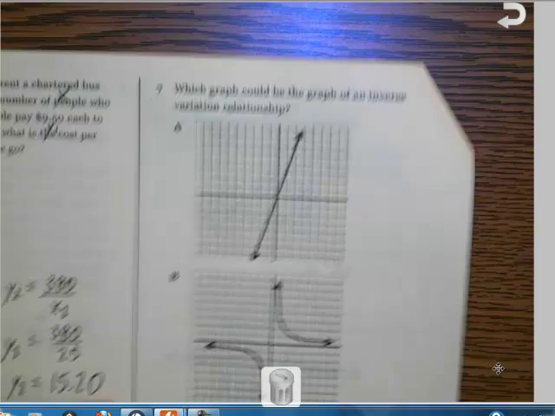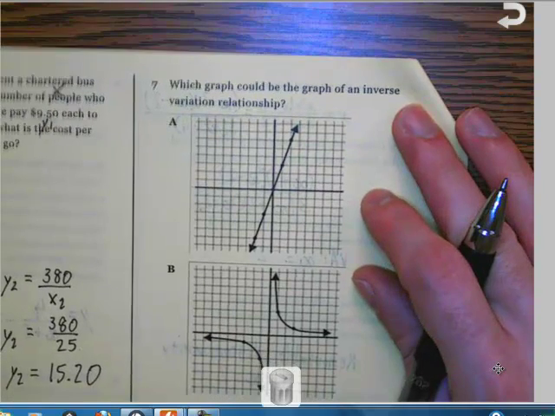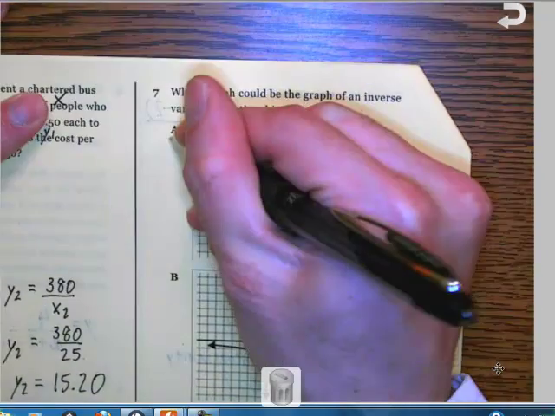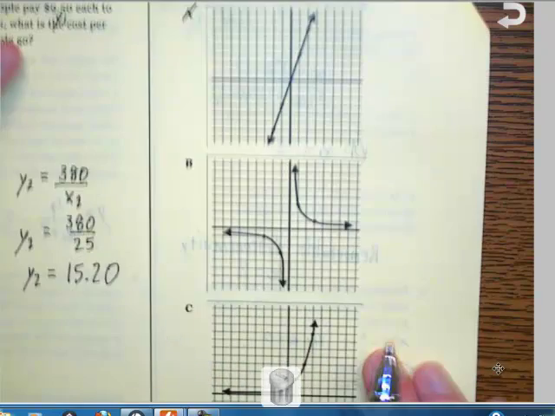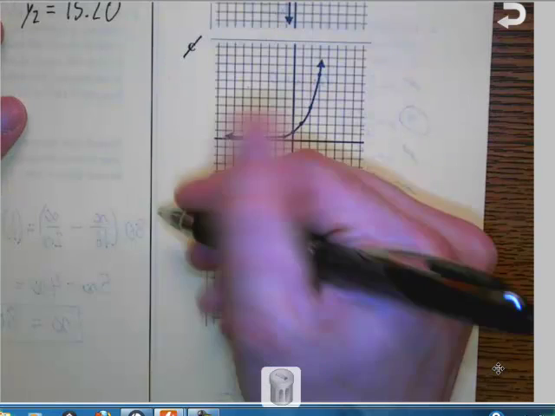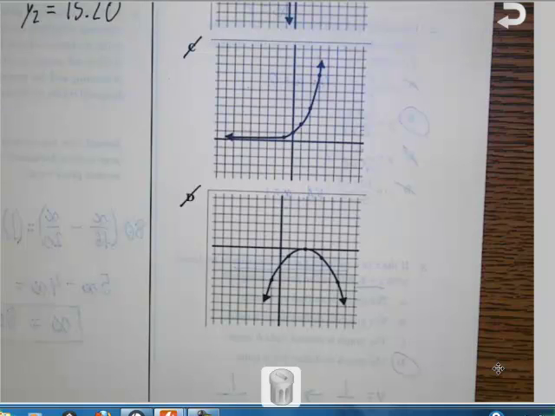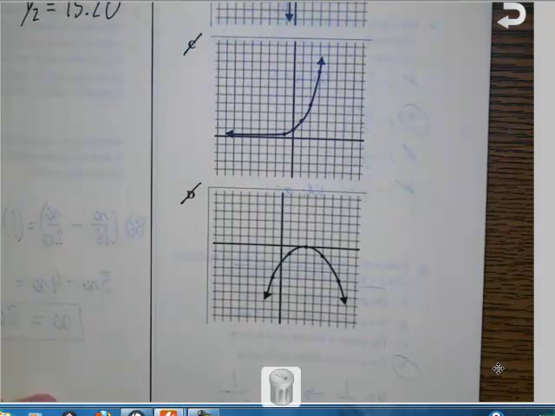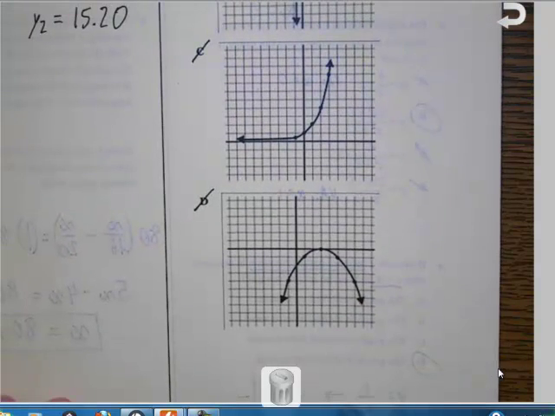The last one, which of the following would be a graph of an inverse relationship? A is linear, B is the inverse function, C is an exponential, and D is a quadratic. So this is very simply, do you remember what is the diagram of each. We will continue with the next 2 pages in the next video.